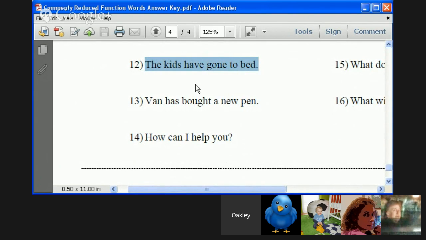Nader. There's a good one. Nader, are you there? Yeah. Yes. The kids have gone to bed. All right. Very good. The kids have gone to bed. That's good. The kids have gone to bed. All right. Excellent. Perfect.